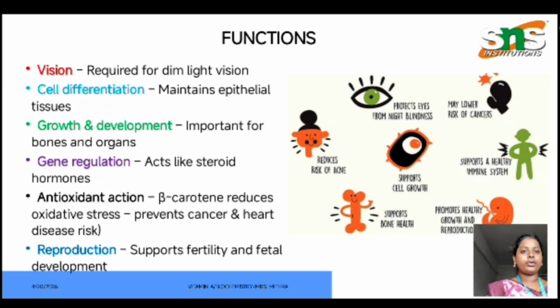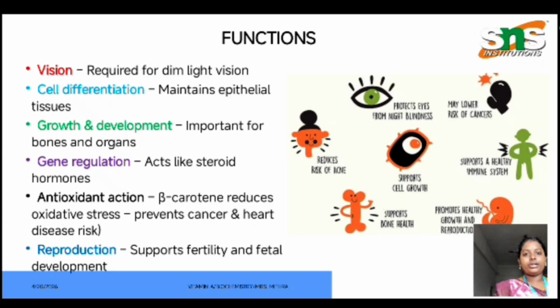It is also important for growth and development, for bones as well as organs. It regulates our genes and acts like the steroid hormones, and it has an antioxidant function, mainly fighting against the free radicals that enter our body. Mainly beta-carotene, the precursor from plant sources, reduces the oxidative stress in our body, and it also prevents cancer, heart attack and the following cardiovascular risk.